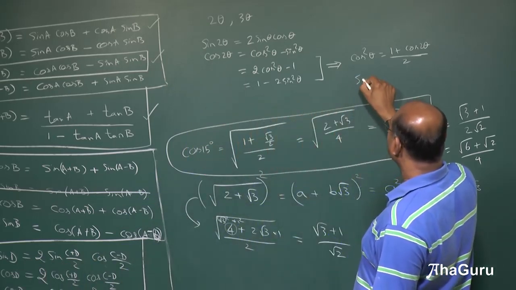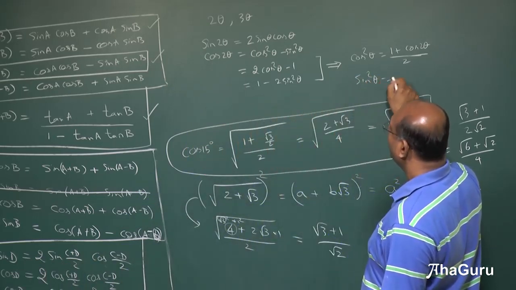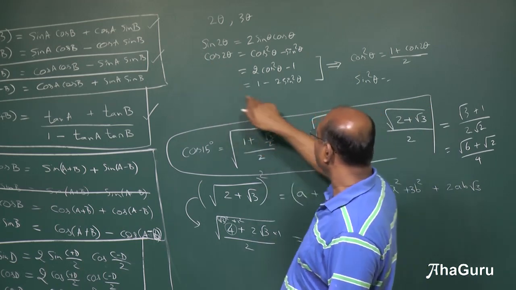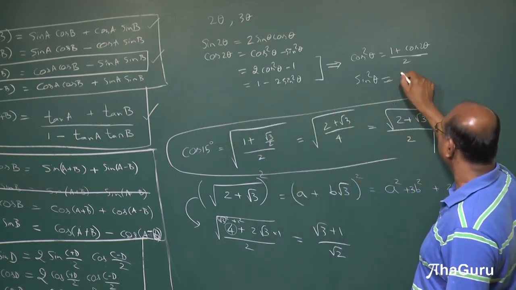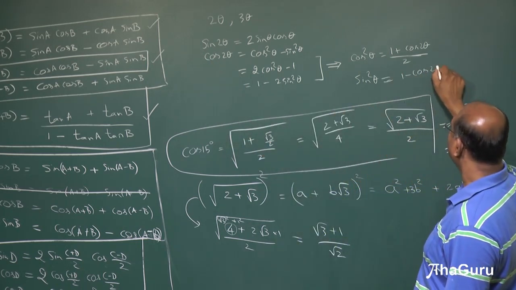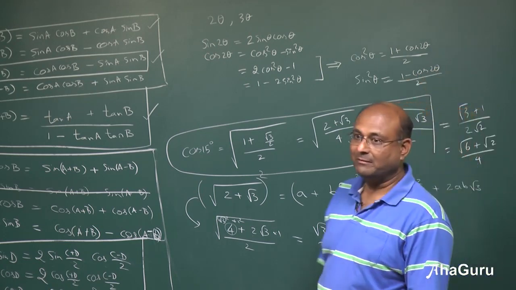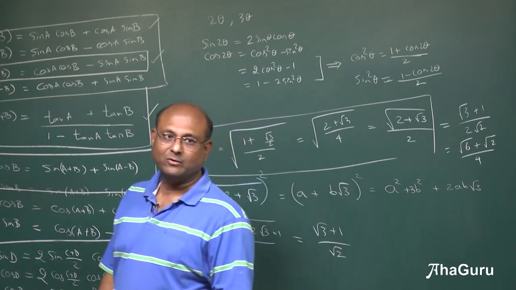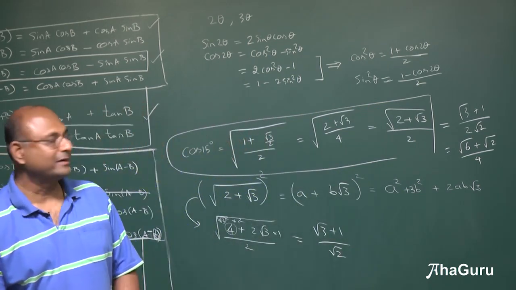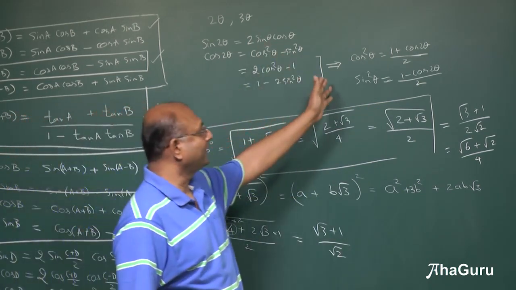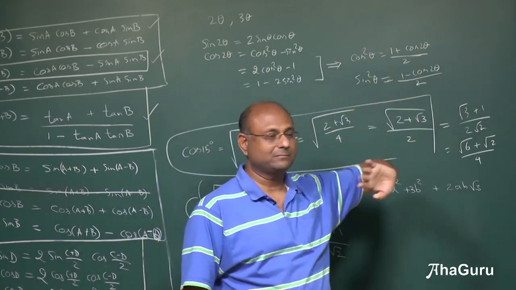Similarly, sin square theta is 1 minus cos 2 theta by 2. So whenever you have a 1 minus cos theta or 1 minus cos 2 theta, you can immediately convert it into sin square. Sin square, you can immediately convert to 1 minus cos 2 theta.